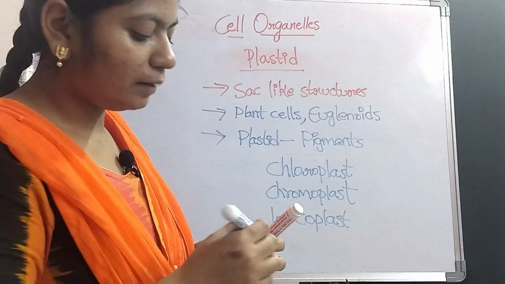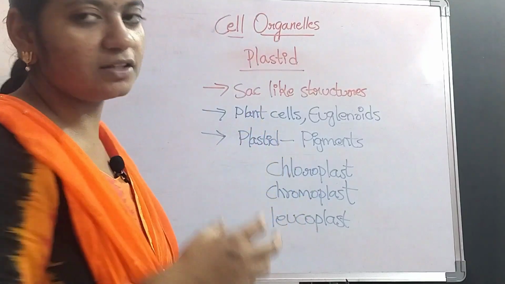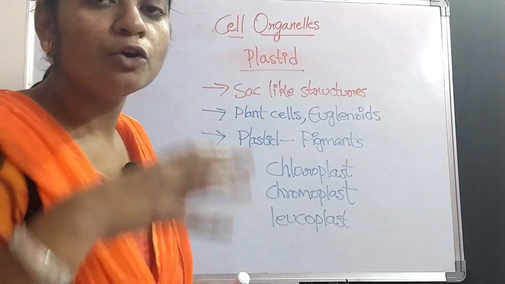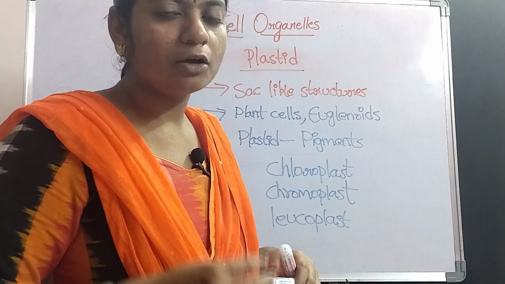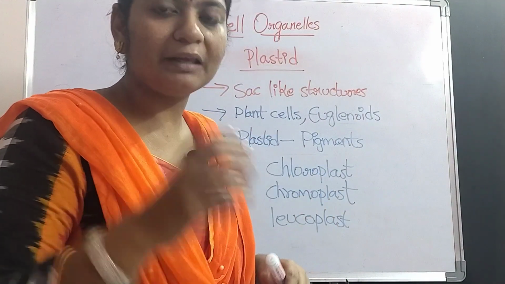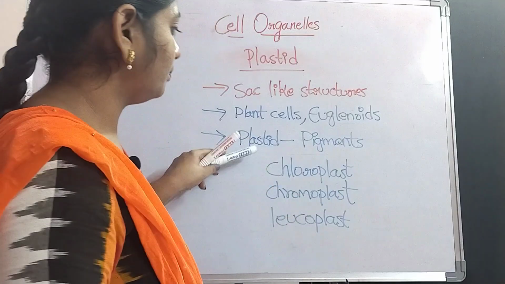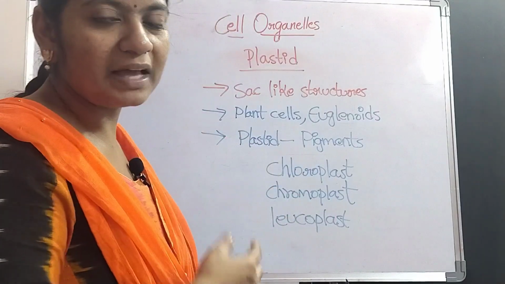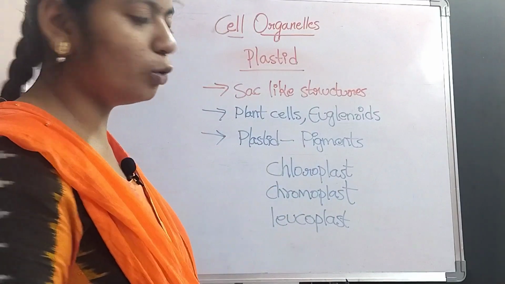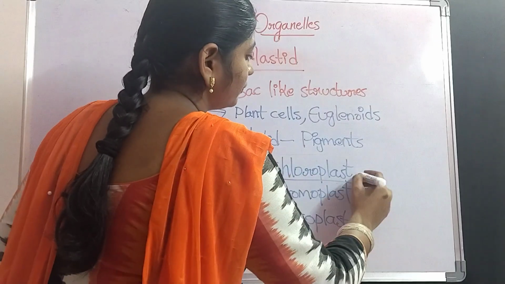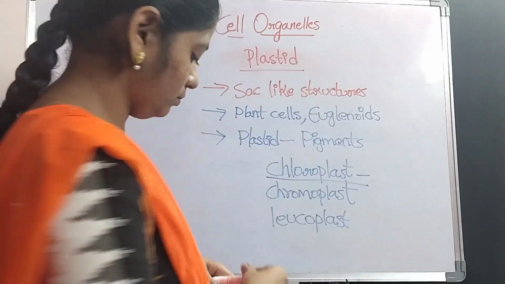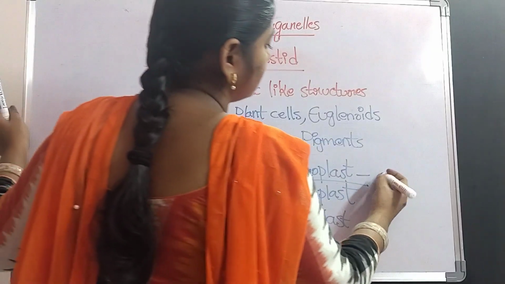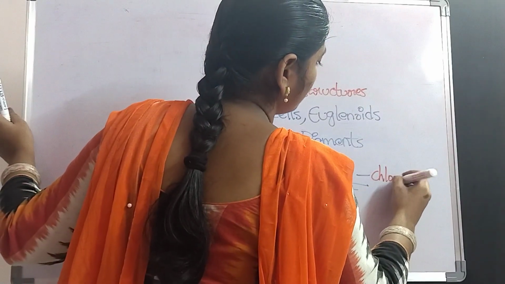So the plastids are sac-like structures and these are present in plant cells as well as euglenoids. And the plastids contain a number of pigments. Based on the type of pigments, the plastids are of three types: chloroplast, chromoplast, and also leucoplast. The chloroplast contains a pigment called chlorophyll.